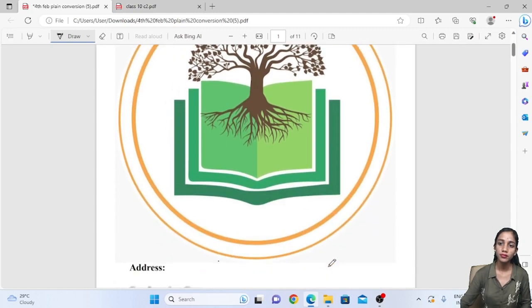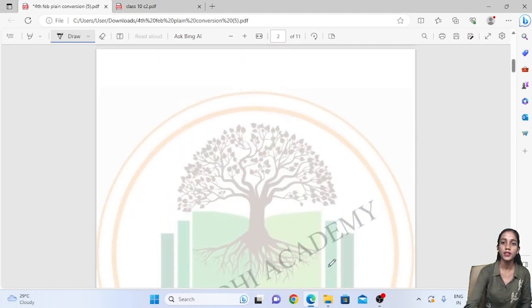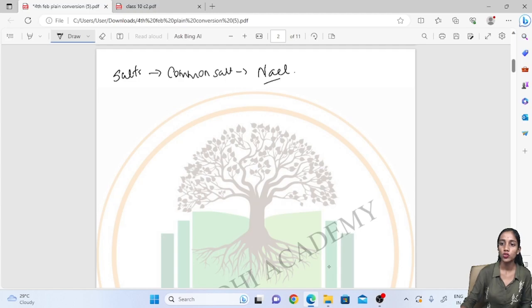Now when we talk about salt, the most common thing which comes to our mind is common salt. Common salt is chemically called NaCl, which means sodium chloride. We have already seen that this compound is obtained by the reaction between an acid, which is HCl, plus a base, which is NaOH. The reaction between these two gives us the salt NaCl.